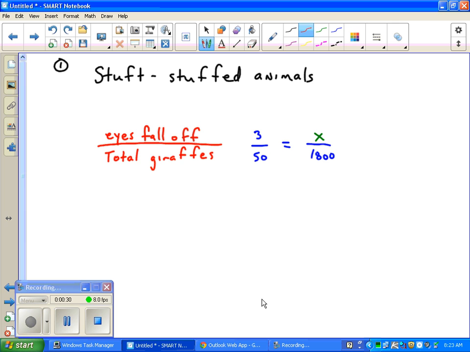3 out of 50 equals, then out of 1,800, how many eyes are going to fall off? If you need to write this out, write it out so you can follow your model. It's 3 over 50 equals x over 1,800. Again, you could have both of these upside down and it'll still be right. Just make sure that they're on the same top and bottom. 3 times 1,800.